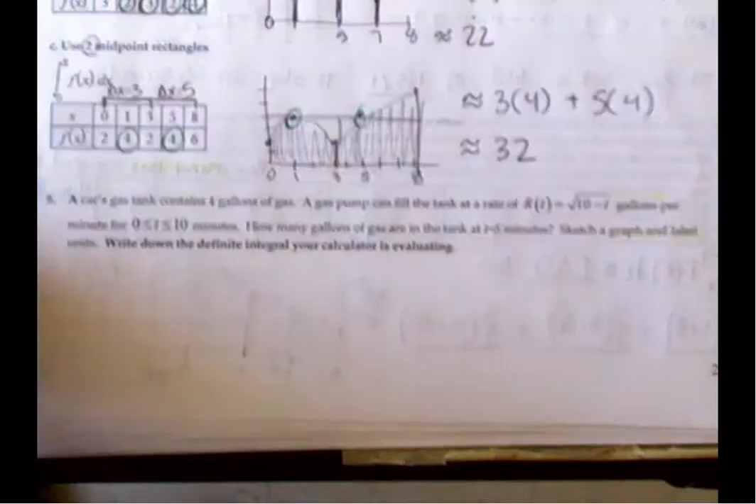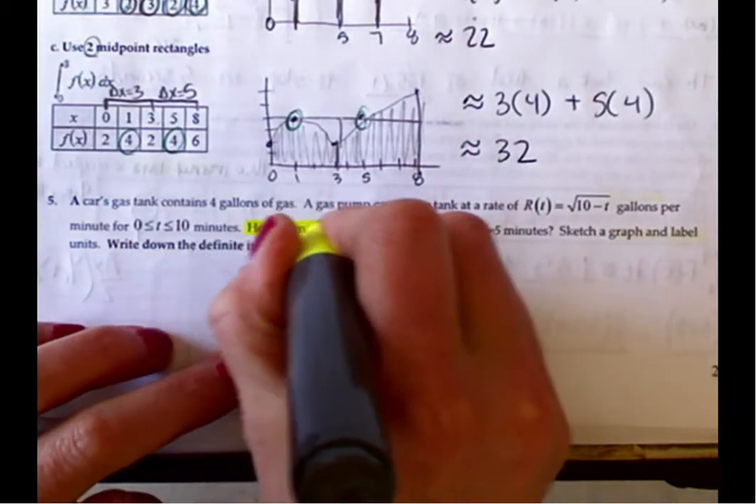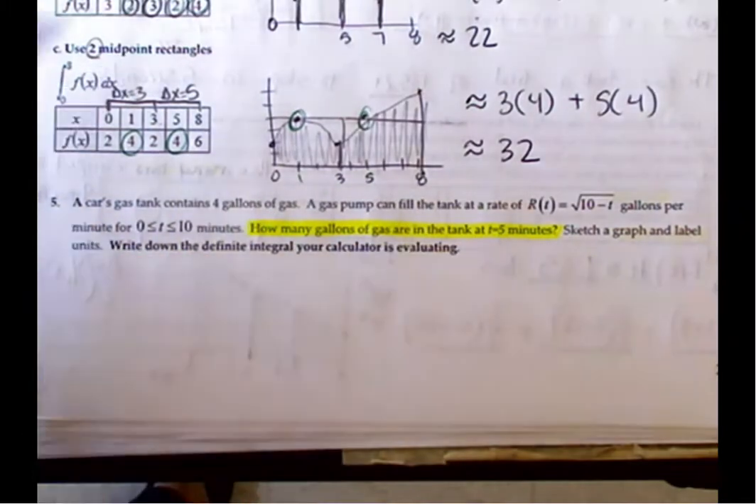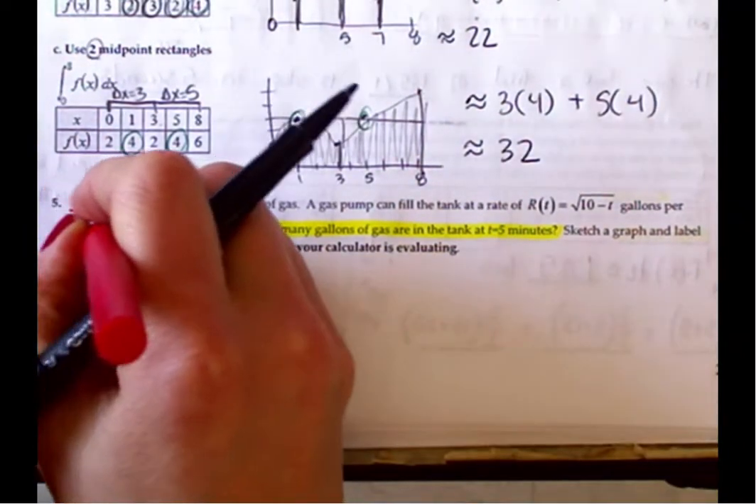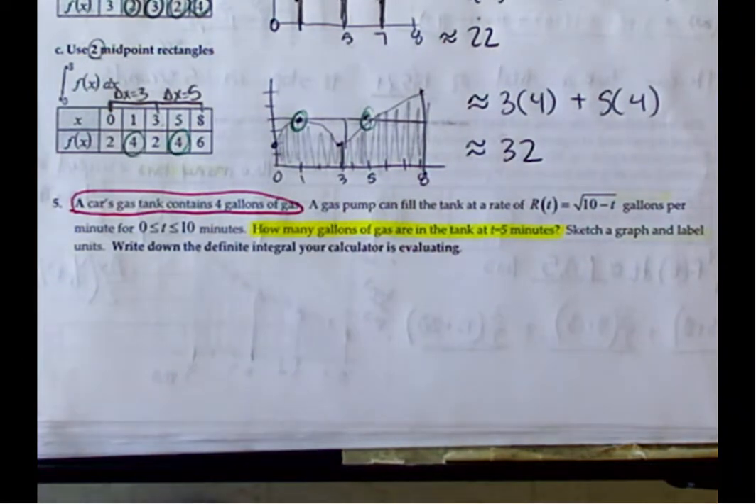Okay, so here's the question: how many gallons of gas are in the tank at 5 minutes? I'm going to highlight some starting information. It says a car's gas tank contains, so I'm starting with 4 gallons, and then I'm going to go to the pump, and I'm going to add gas for 5 minutes.